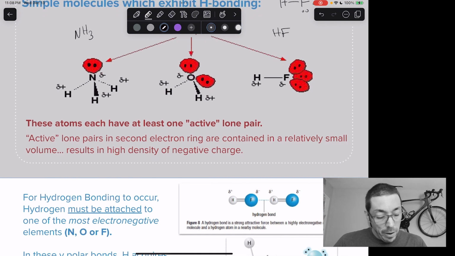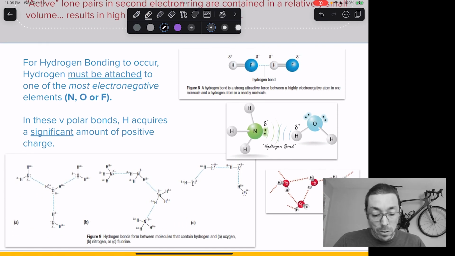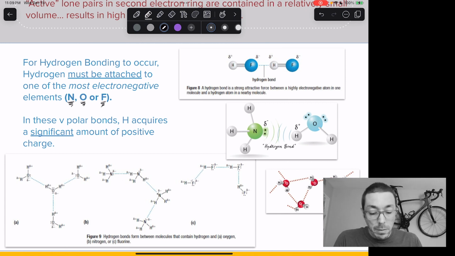And so to have hydrogen bonding, this is the condition. You need to have hydrogen attached to one of the most electronegative elements. And there's only 3 of them. Hydrogen has to be bonded to nitrogen, oxygen, or fluorine. Only those 3. Otherwise, hydrogen bonding is not possible. Because of them being very polar, those bonds make hydrogen become very positive on that side.